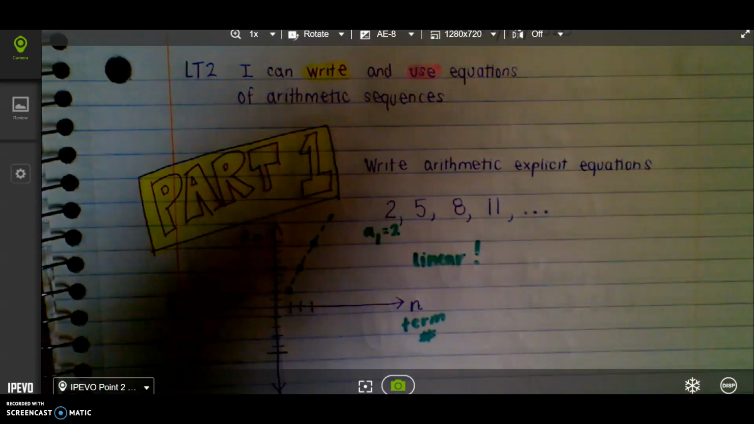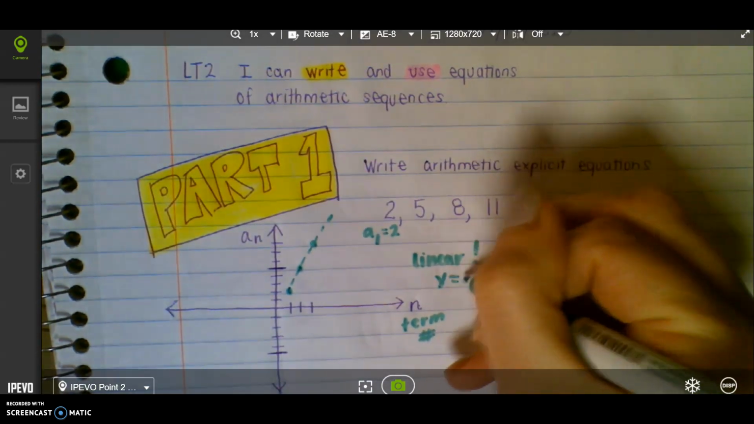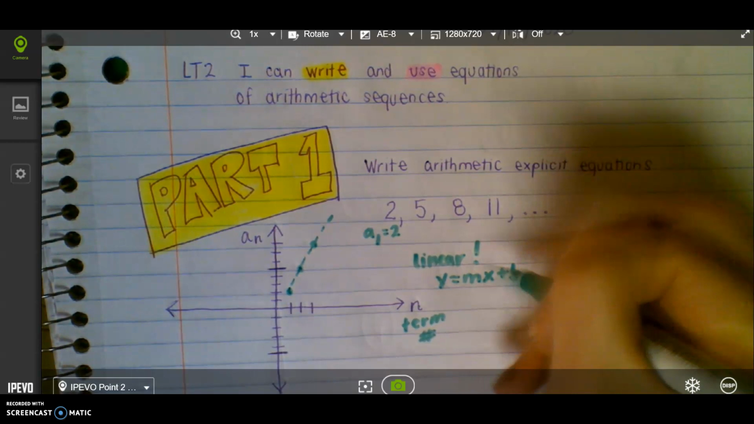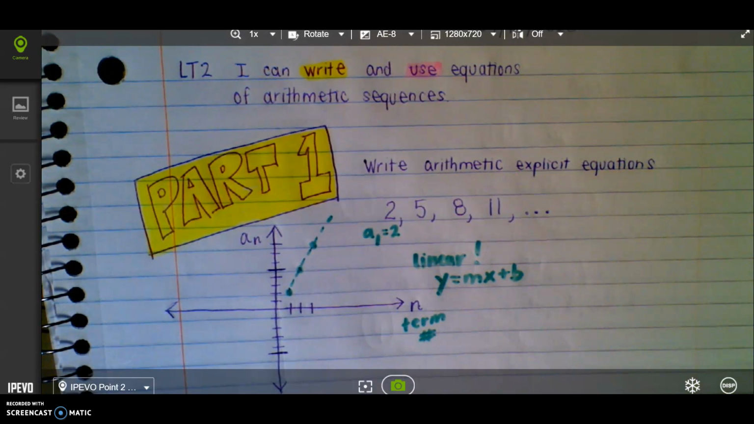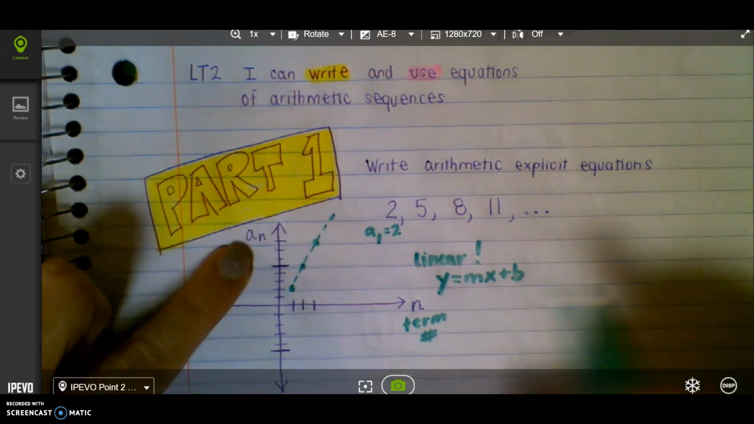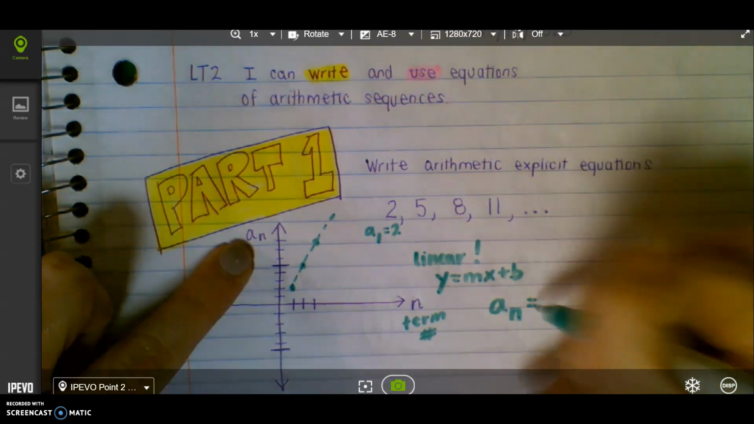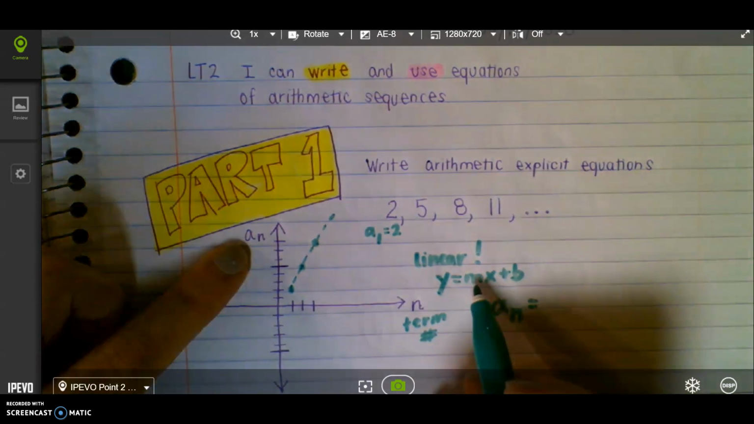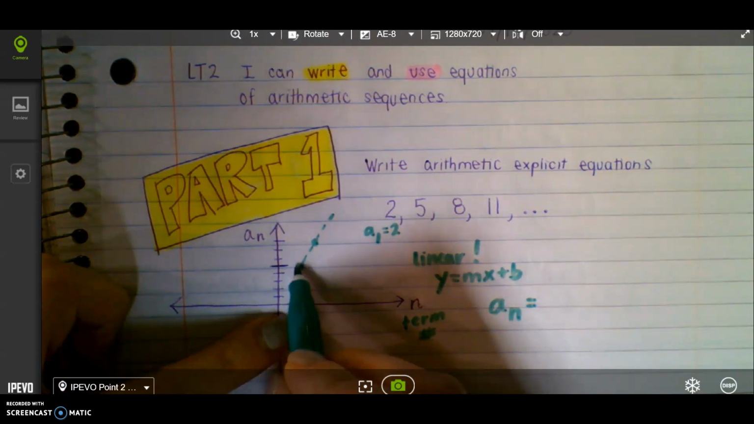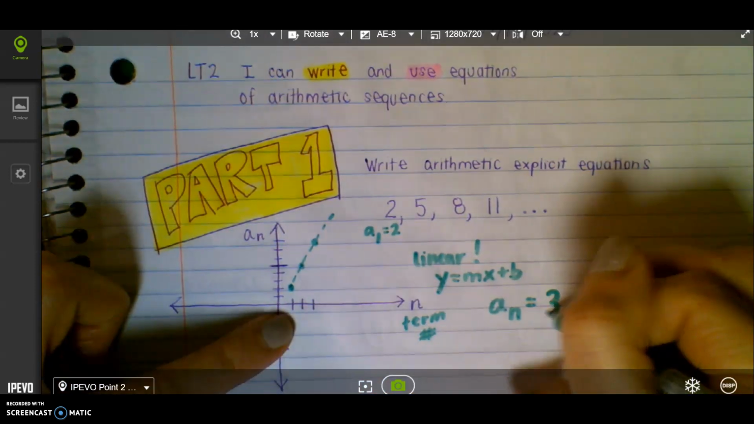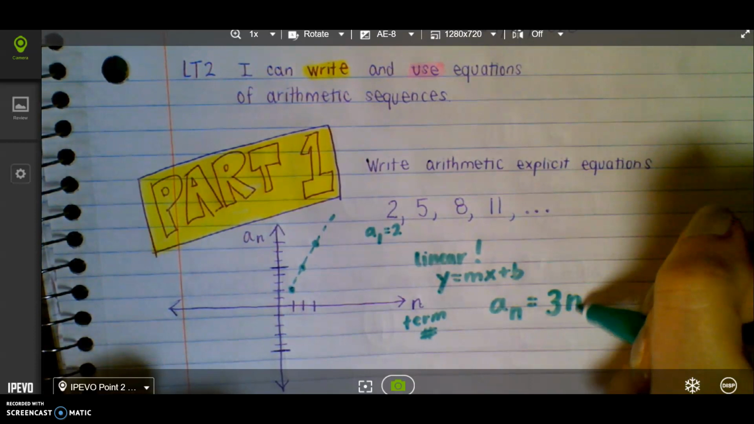Because this is linear, we can be thinking about the slope-intercept form of a linear equation. y equals mx plus b, where m is the slope and b is the y-intercept. But instead of using y, we're going to use our sequence notation. So a sub n equals, and let's figure out what the slope of this line is. From the first term, we go up 3 over 1. So 3 is the slope. Instead of x, I'm using n.